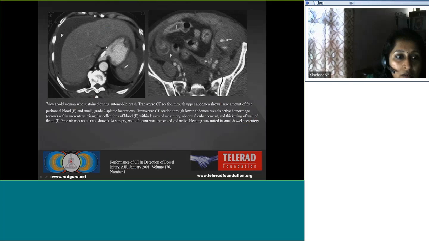This is a case of an automobile crash where we can see a large amount of fluid collection in the abdomen. We can also see a splenic laceration here, and there's a large hematoma surrounding the vessels, and there is hemoperitoneum, and there is abnormal enhancement and wall thickening of the distal ileal loops. Abnormal because the enhancement is almost equal to that of the vessels. So this is a case of ileal perforation along with splenic laceration.